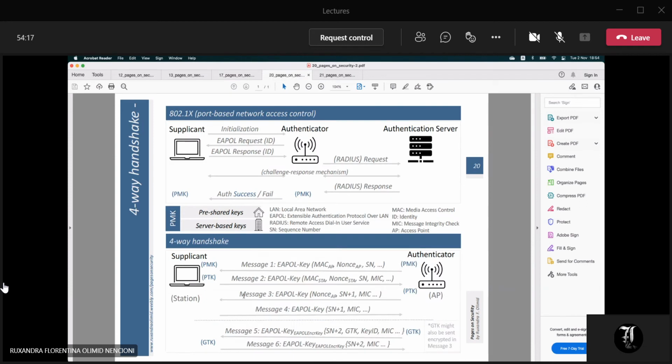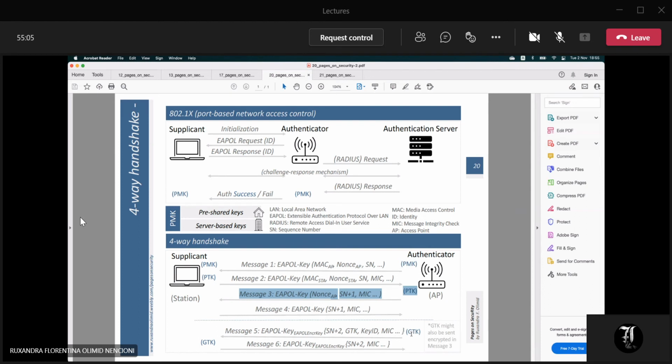I was referring to this third message here. In the capture that you will look at in the laboratory, you will see that here even the group key is sent. So instead of having fifth and sixth messages that are independent after the four-way handshake, in the third message the AP is also sending the GTK encrypted. It's not the whole message that is encrypted; in that case, it's only the GTK. And this is what you're going to see in the capture.